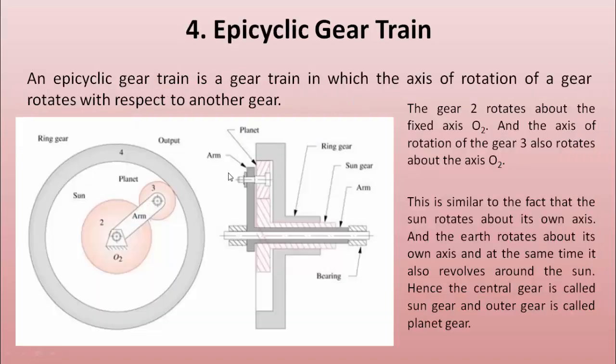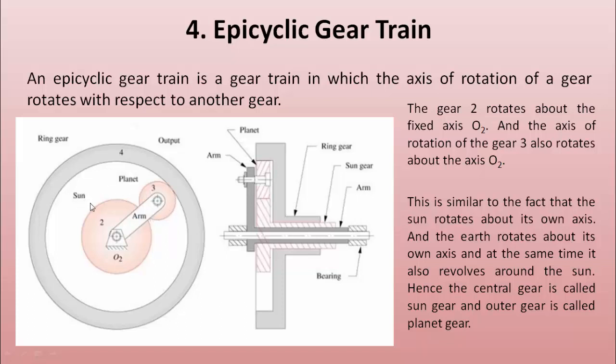But in an epicyclic gear train, there are some gears whose axis itself is able to move. For example, in this, your gear 2 axis is fixed. Gear 2 will only rotate about this fixed axis. But look at gear 3. Gear 3 is going to rotate like this, and at the same time this arm is also going to move. So the axis about which gear 3 is rotating is also going to change.